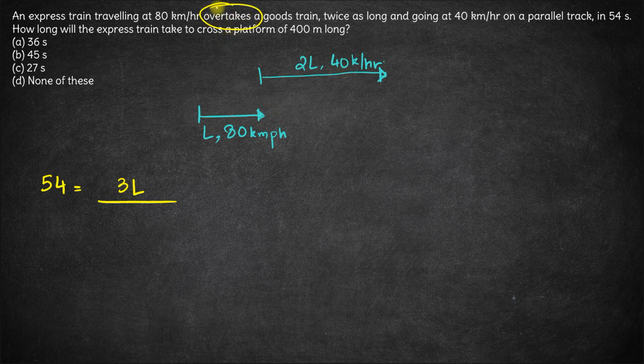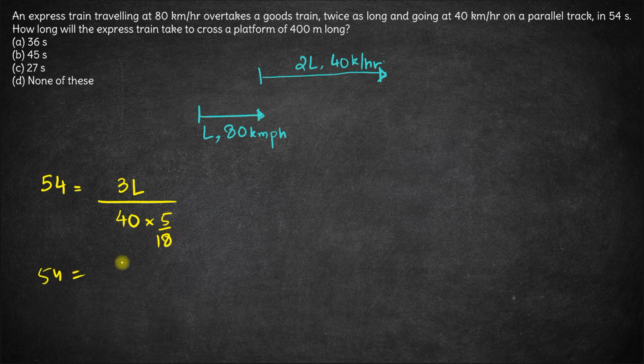It's given that they overtake, right? So, overtake means they are going in the same direction. So, relative speed is 40 kilometers per hour. But since L is in meters and time is in seconds, let's convert this speed into meters per second by multiplying it with 5 by 18.